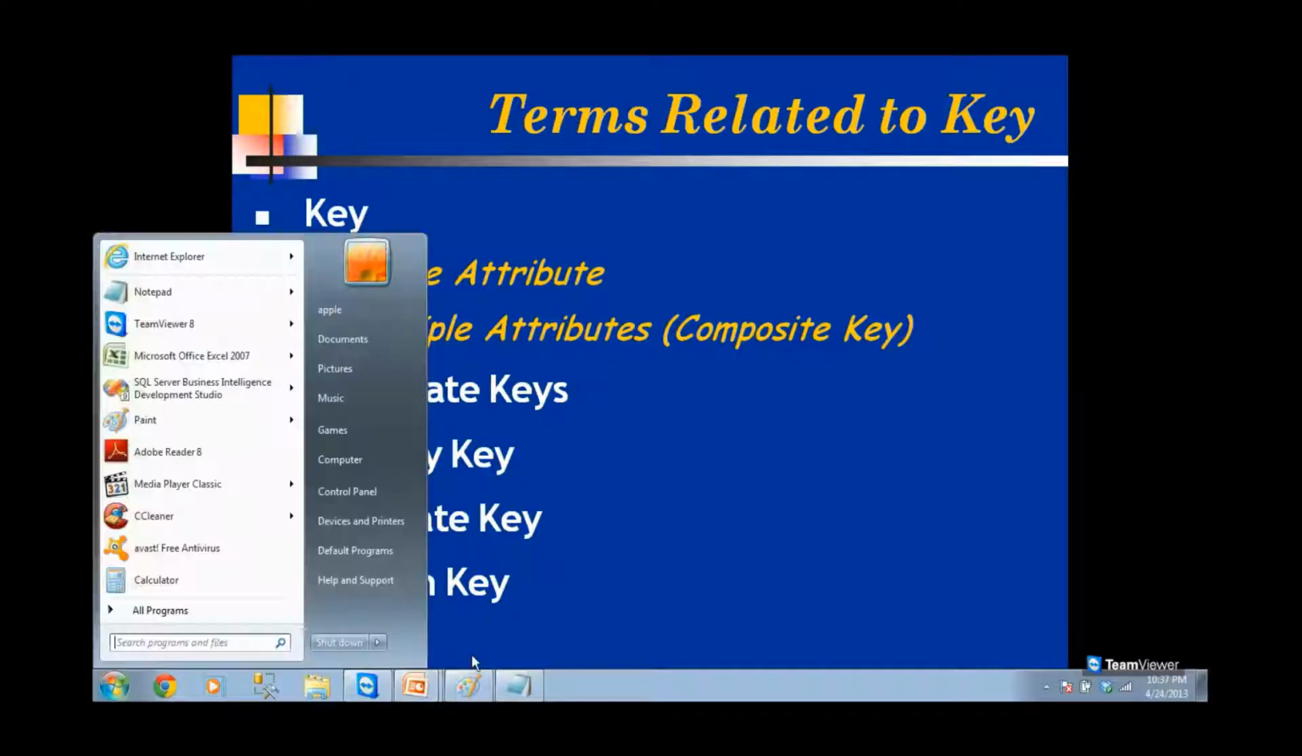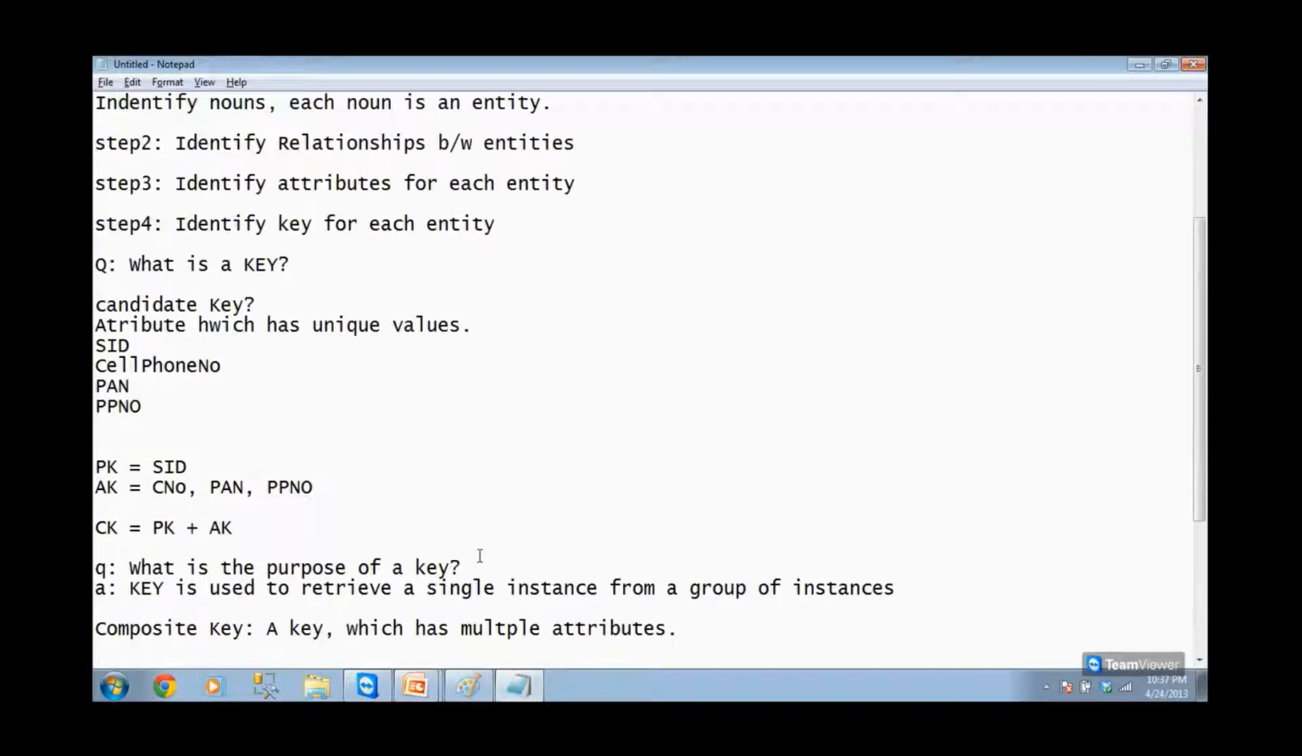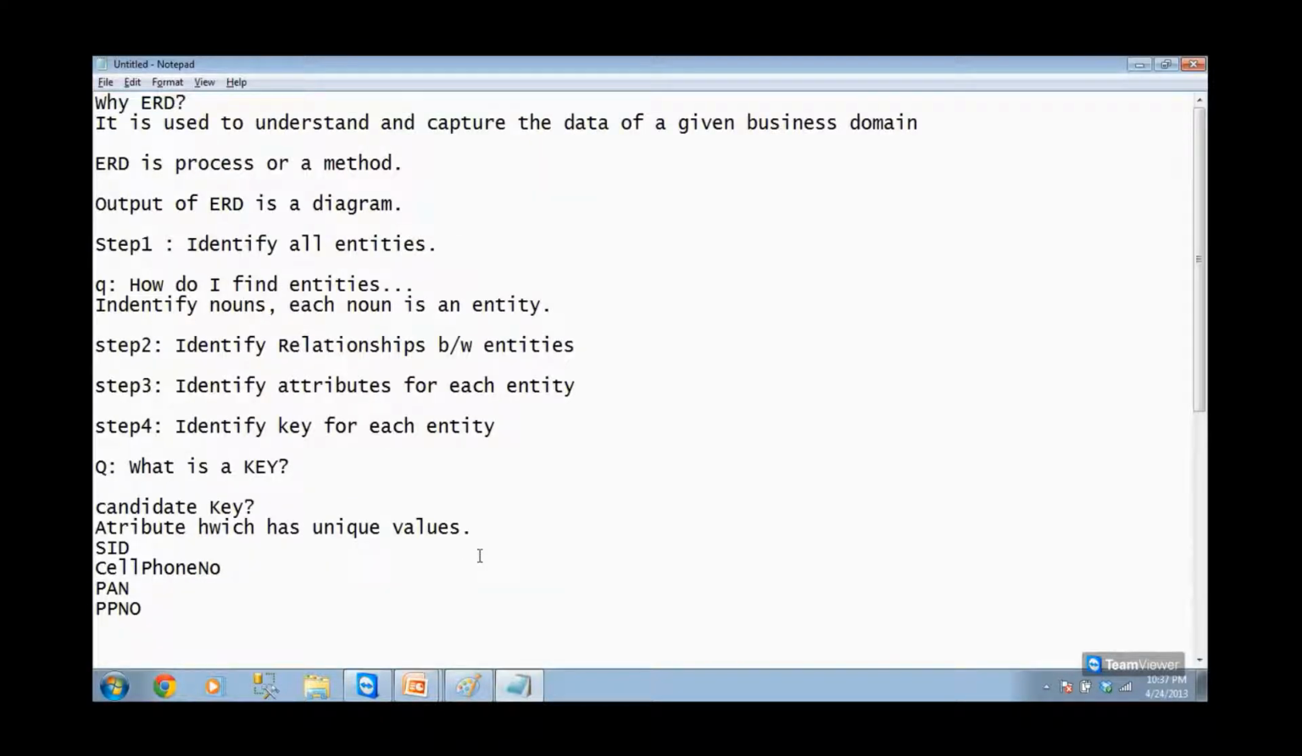As of now we understand what ERD modeling is, and how we capture the data of a business using this modeling. This modeling will give you a diagram, and using the diagram you can easily understand a company's data.